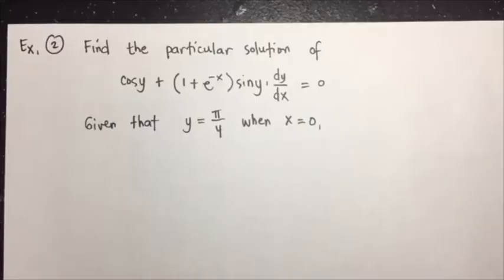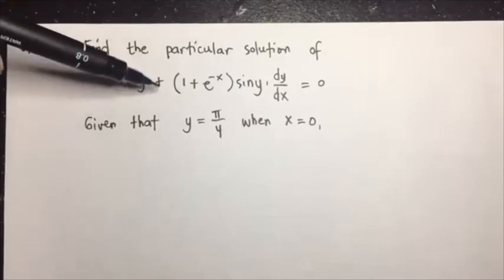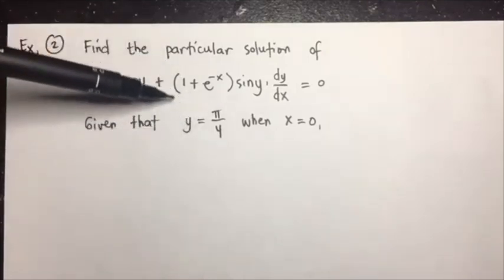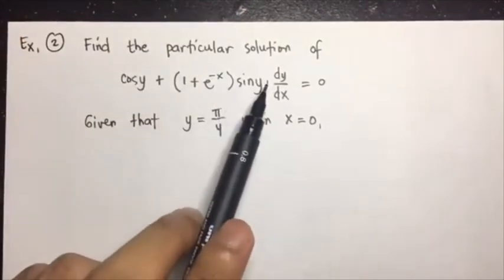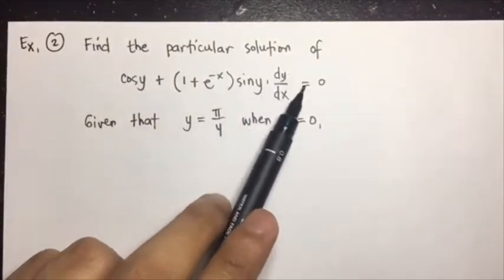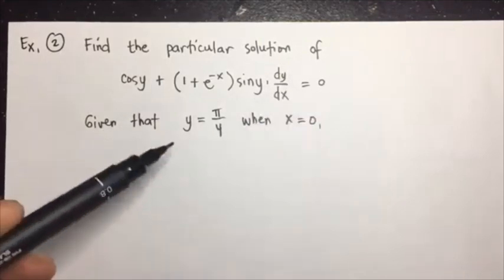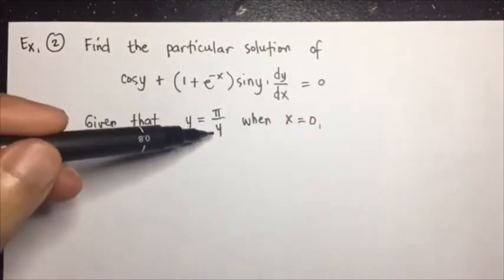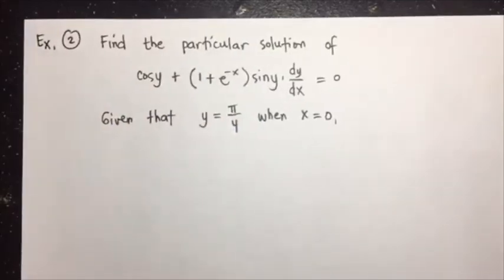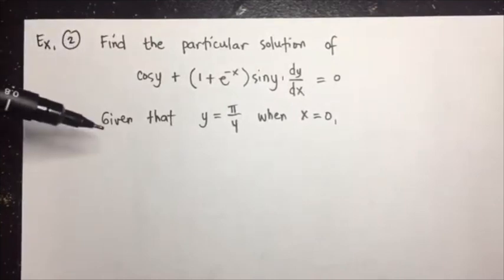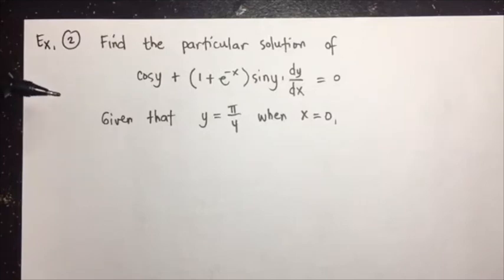For our next example, find the particular solution of cosine of y plus the quantity of 1 plus e to the negative x multiplied by sine y multiplied by dy over dx is equal to 0, given that y is equal to pi over 4 when x is equal to 0. Again, the first step is to see if the differential equation is variable separable.